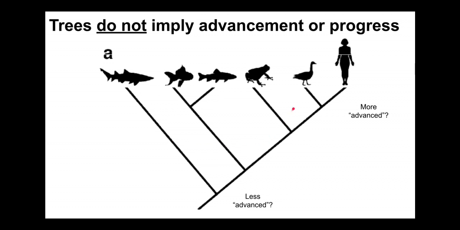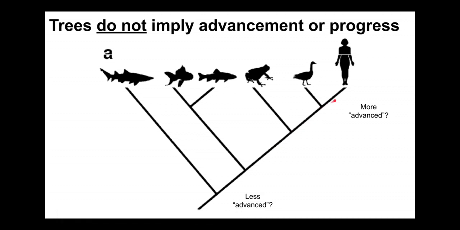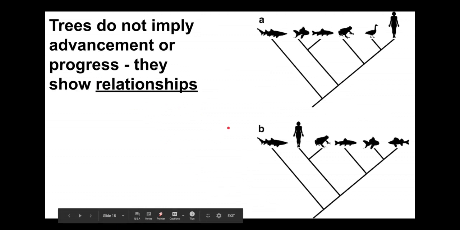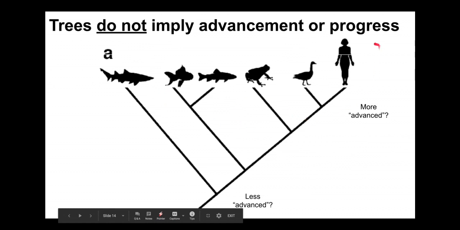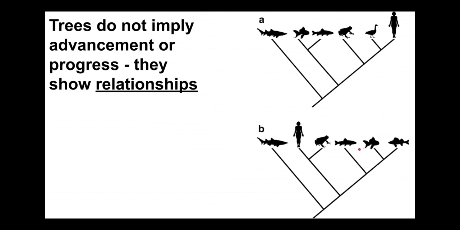Now, often we have a habit of putting humans or other species that we're particularly interested in on the edge. So we see this long line here with other species, in this case fish and frogs and a goose, branching off, and we end here with us. So this could unfortunately be interpreted as these being less advanced species, and then finally arriving at the more advanced human, but that is not what is implied. The only thing that they show are relationships.